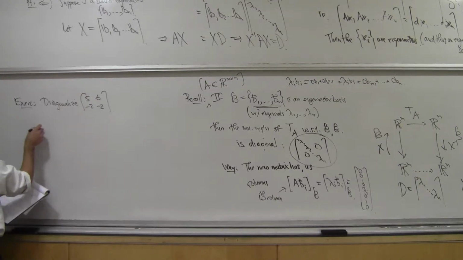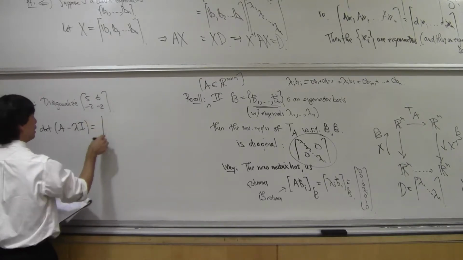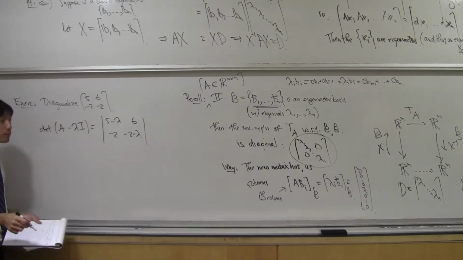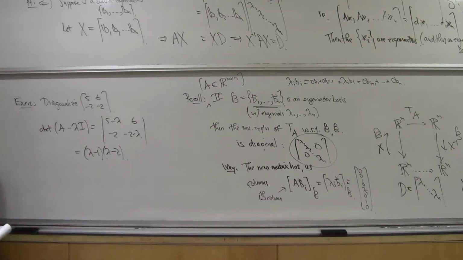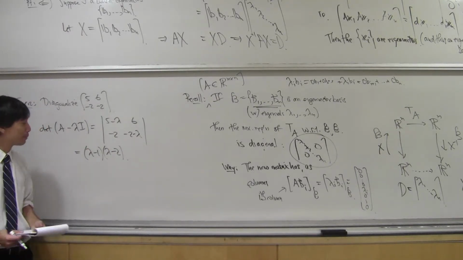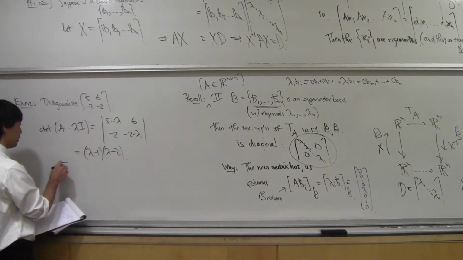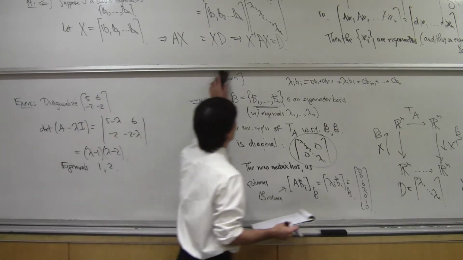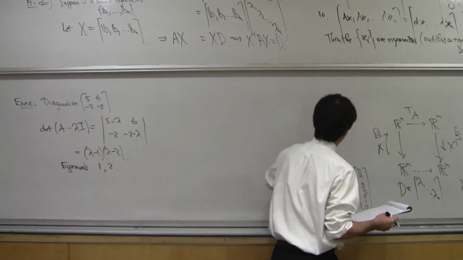So we need to look at the characteristic polynomial: the determinant of 5 minus lambda, 6, -2, -2 minus lambda. It turns out to be lambda minus 1 times lambda minus 2, I hope. You need to multiply and then factor. So the eigenvalues are 1 and 2. Then we need an eigenvector basis, so let's find some eigenvectors.